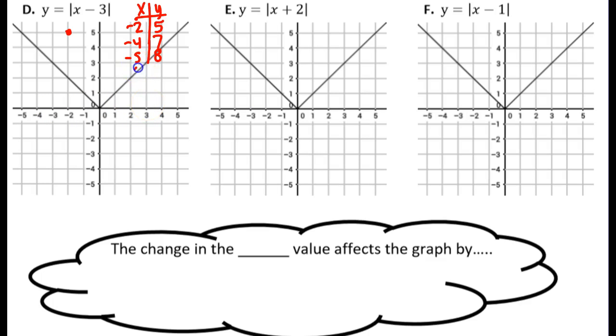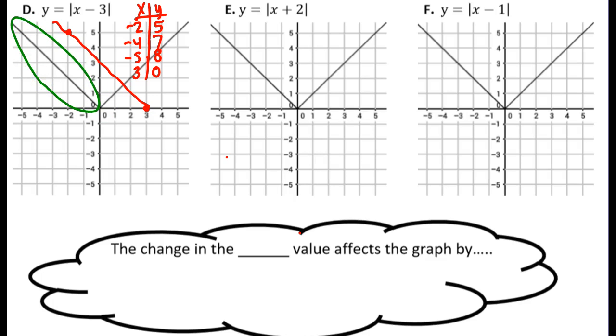So now if I choose a number like 3 and I put it in, 3 minus 3 is 0, absolute value of 0 is 0. So 3, 0 would be a point. Now, between any 2 points, I can draw a straight line. So notice, when I draw in this line here, that looks like this portion of the graph.